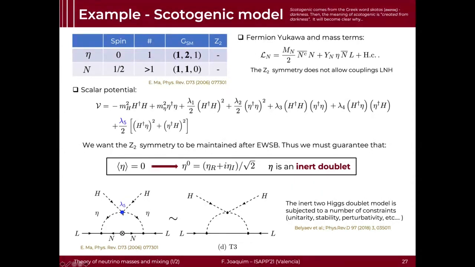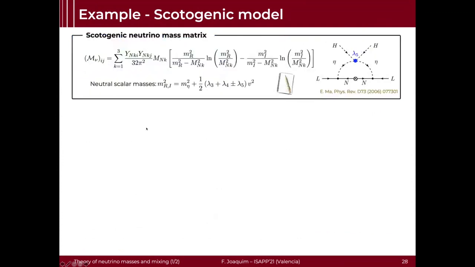And you see that the crucial parameter here is lambda 5. Lambda 5 is this coupling here among H, which is the standard model Higgs doublet, and eta, which is the inert doublet. So you can work out the neutrino mass matrix, and you see that this depends on a loop function of the new scalars, the CP even and the CP odd scalar. And you immediately see something interesting, which is if lambda 5 is equal to 0, these two scalars are degenerate and m nu is equal to 0.